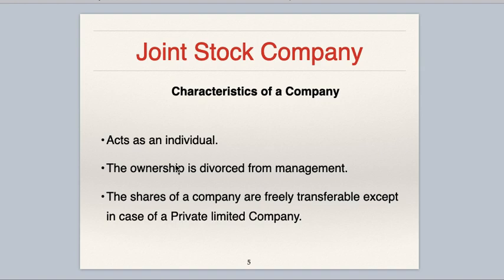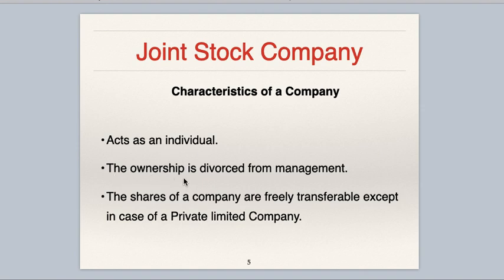Few more characteristics. Joint stock company acts as an individual. It can hold, can purchase, can sell movable as well as immovable property in its own name. It can incur debts, it can pay debts, open a bank account in its name. It can sue and be sued in the same manner as an individual. It's just like a person, it can do everything in its own name. So it acts as an individual.